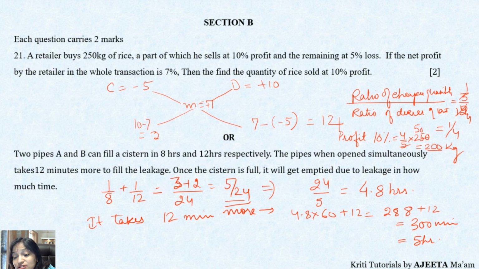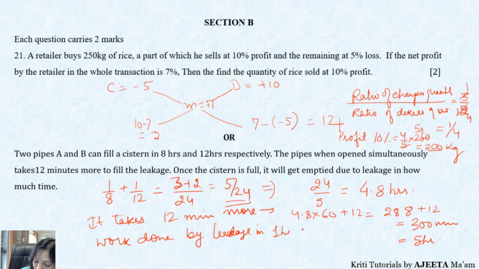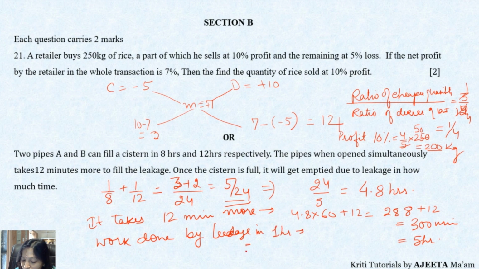Now once that cistern is full, it will get empty due to leakage in how much time? So this 5 hour time is what it takes with the leakage to fill the tank, if we open both the pipes with the leakage. Now work done by leakage in 1 hour. So how much work will it do? In 1 hour, how much was filling and how much is getting emptied, that is what the point is.